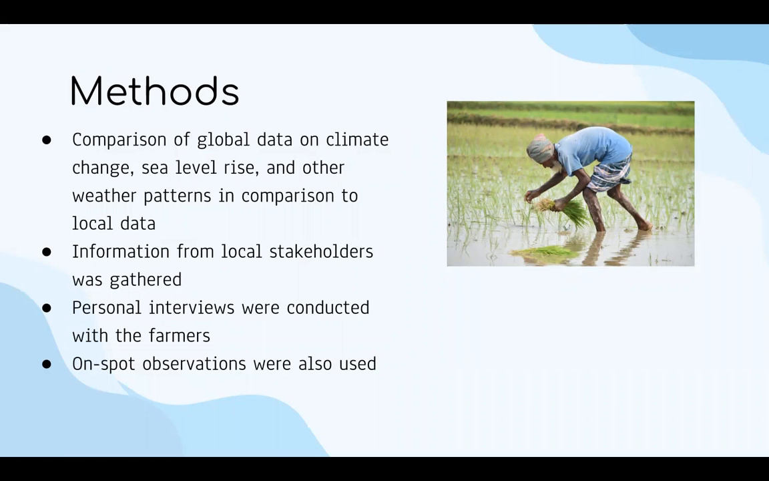They conducted personal interviews with the farmers that live on the coast. They asked them how their farming has been affected by climate change and asked them whether their crop rotation patterns had changed because of climate change. They also used on-spot observations. So after something like a storm surge, they would go to the spot and take pictures and observe what happened.